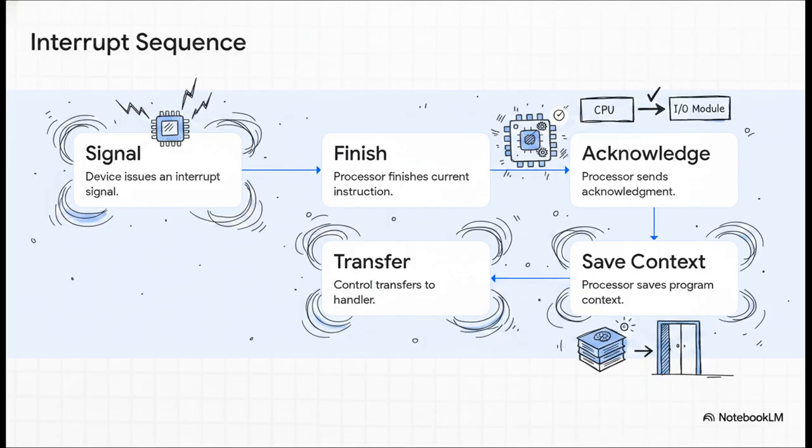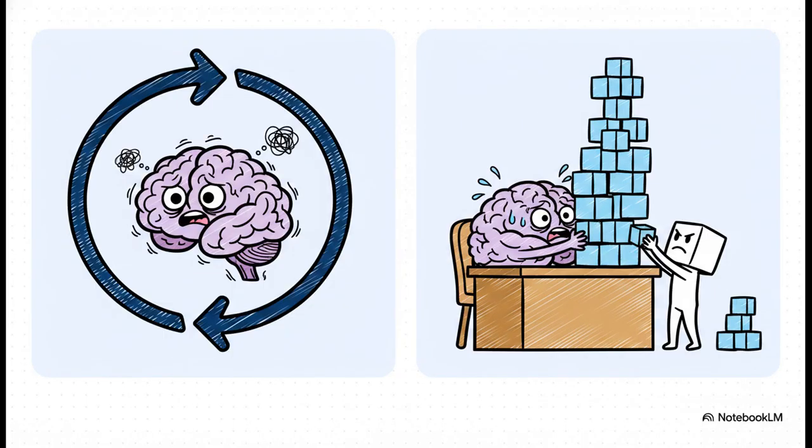The processor issues a read command and just walks away to work on other programs. When the I/O module is finally ready, it shoots an interrupt signal over to the CPU. The processor calmly finishes its current instruction, acknowledges the interrupt, saves exactly where it was, its context, and then transfers control over to an interrupt handler to go grab the data. Much better, right? So comparing the two side by side, interrupt I/O is a massive upgrade over programmed I/O because it completely eliminates that endless, mind-numbing waiting loop.